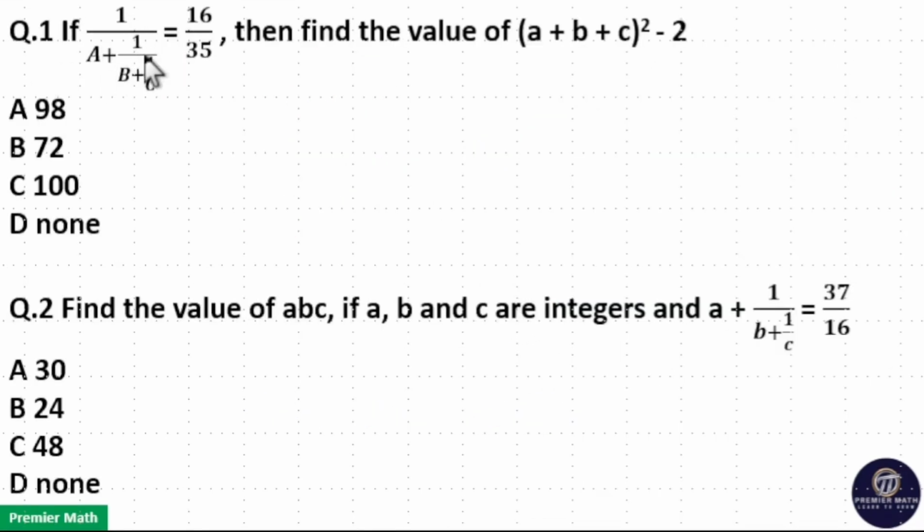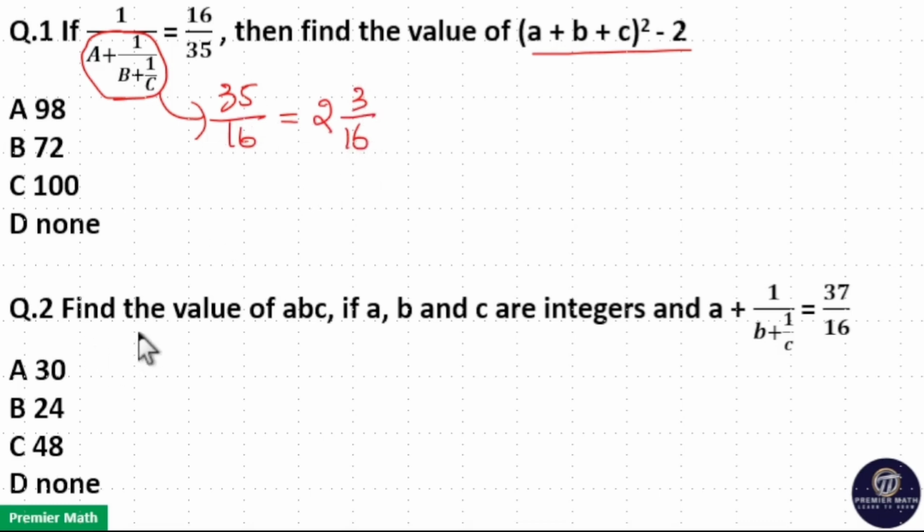If 1 by a plus 1 by b plus 1 by c is equal to 16 by 35, find the value of (a plus b plus c) the whole square minus 2. Here, if you look at the denominator, it is the reverse of 16 by 35. That is, 35 by 16, which is 16 goes 2 times in 35, remaining is 3. So 2 and 3 by 16 is the denominator, which means here a is equal to 2.